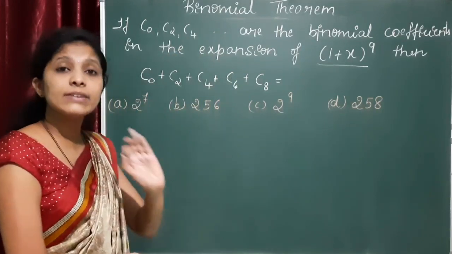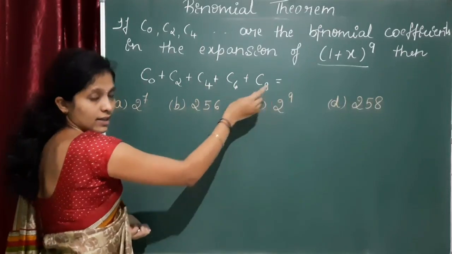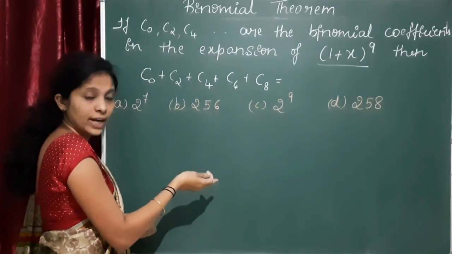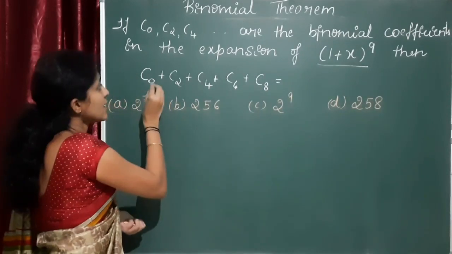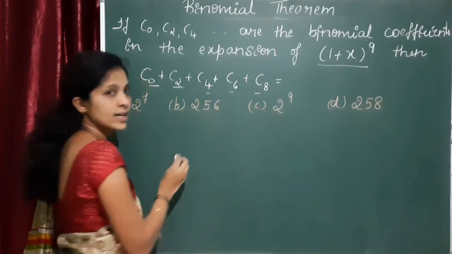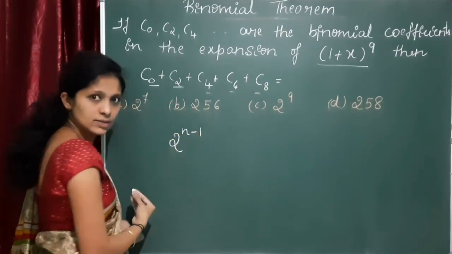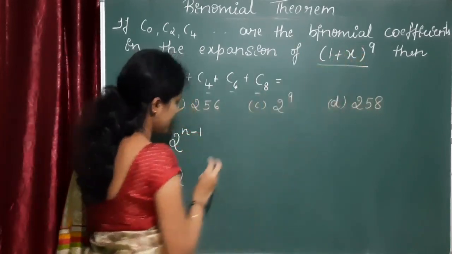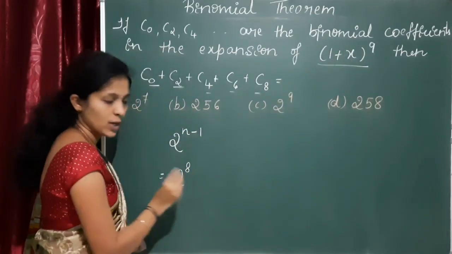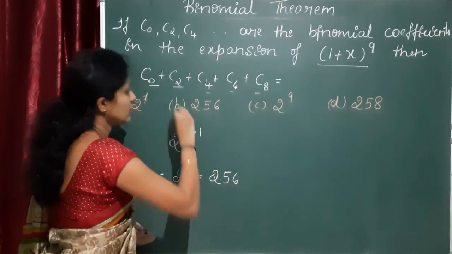Instead of that, directly we can use the standard result. We have the standard result for this one. Just now I had given that, right? The sum of the odd binomial coefficients is equal to the sum of the even binomial coefficients, right? Will be equal to 2 to the power n minus 1, right? So this is equal to 2 to the power, the value of n is equal to 9. So 9 minus 1 will be 8. 2 to the power 8 is equal to 256. So the answer will be B.